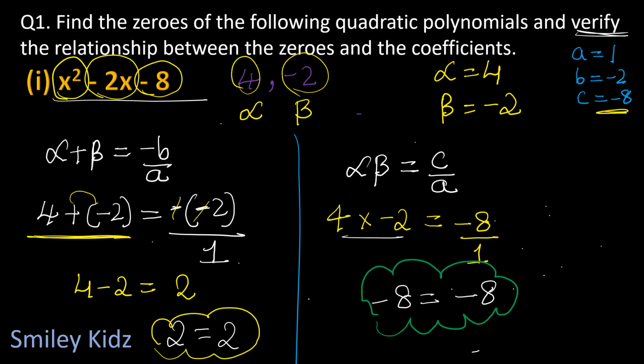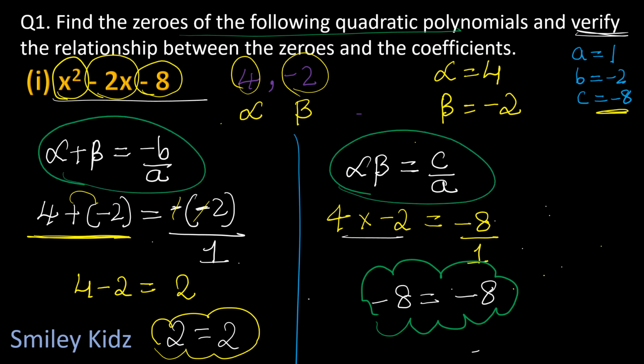So this is how we are going to verify the relationship between the zeros and coefficients. Once we find the zeros of the quadratic polynomial, then we are going to take alpha plus beta is minus b by a and alpha beta is equal to c by a, and we're going to substitute the values and verify the relationships in this way.